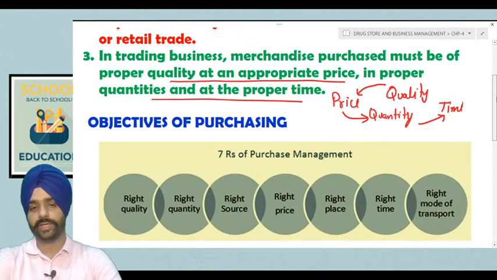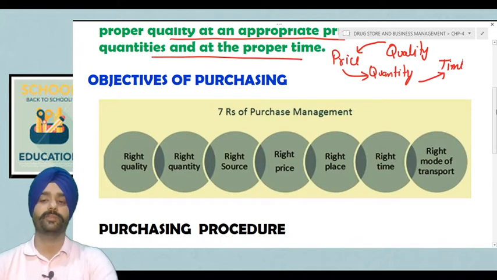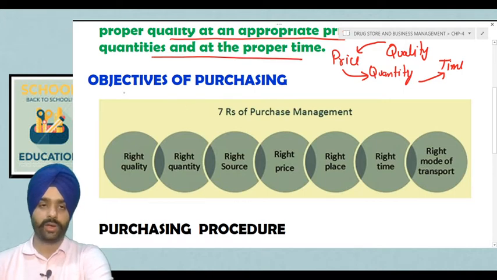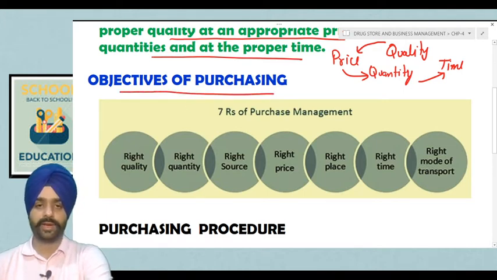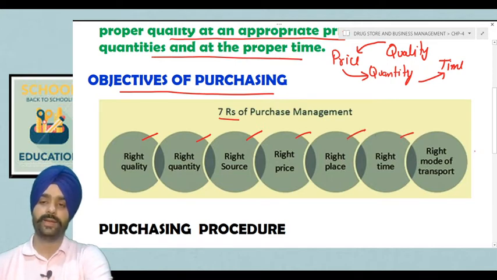Now what are the objectives of purchasing? There are 7 R's of purchase management. This is a topic from pharmaceutical management. The 7 R's you have to remember: right quality, right quantity, right source, right price, right place, right time and right mode of transport.